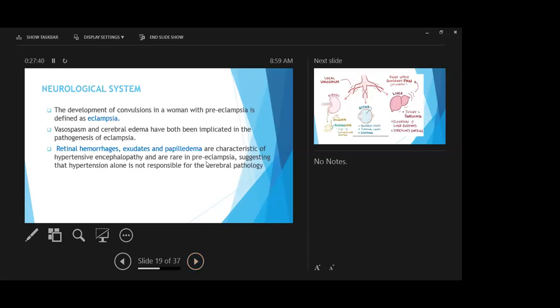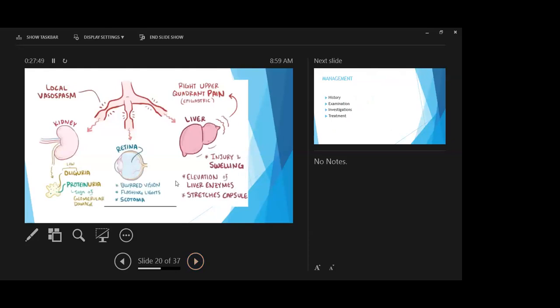So in the neurological system, if the patient with preeclampsia has convulsions, it is eclampsia, and there are retinal hemorrhages, exudates, and papilledema. Now here you can see if there is any local vasospasm to the kidney, the patient has the symptoms of oliguria and proteinuria. If the blood supply to the retina is compromised, the patient has blurred vision and flashing lights. And if the liver is involved, the patient has elevation of liver enzymes, which stretches the capsule and causes right upper quadrant pain. These are the features which we must take into consideration.